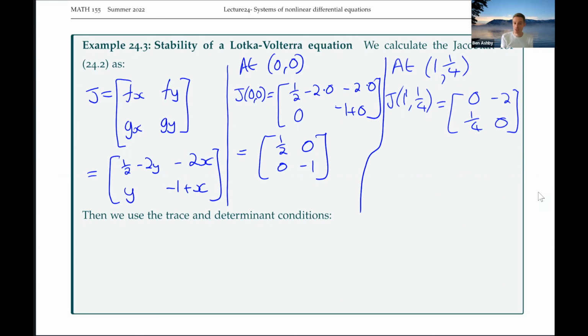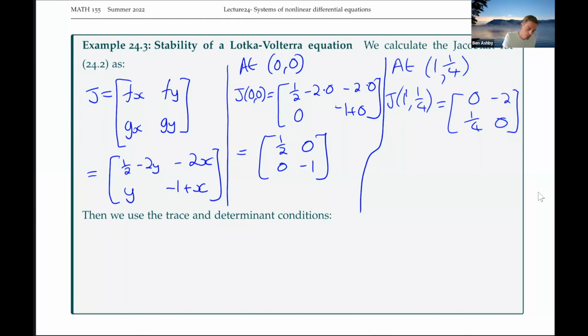So we've got our matrices, so we can use our trace and determinant conditions that we used before to look at the stability. So exactly the same as with our linear systems. Now in our linear systems, we only have to look at stability at one equilibrium, which is the origin. But now we need to do exactly the same, but for each of our equilibria, and we use our Jacobian as our matrix.